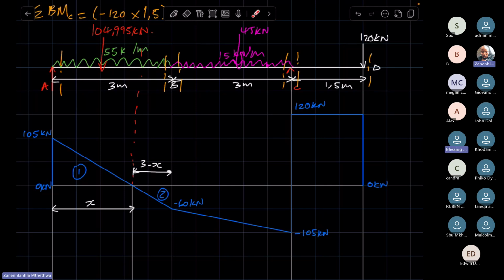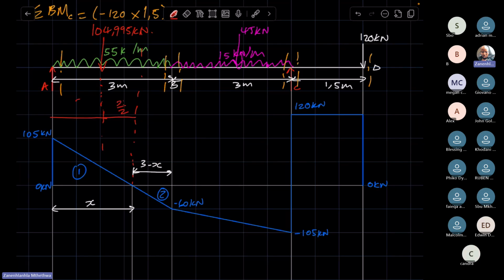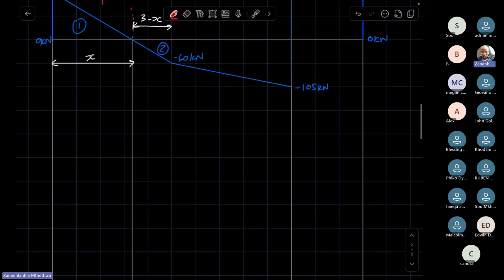That is the weight of the UDL in this span, right? Now, where is the weight of the UDL acting? At half of this span. Half of this span is equal to what? x over 2. Agreed? Yes. All right, so half of this span is x over 2.